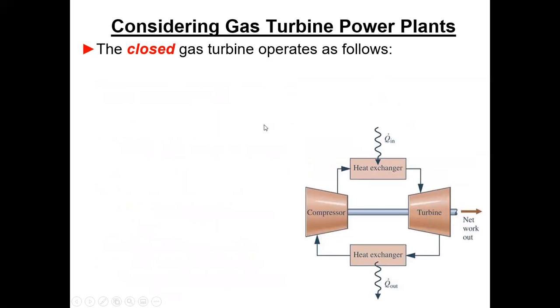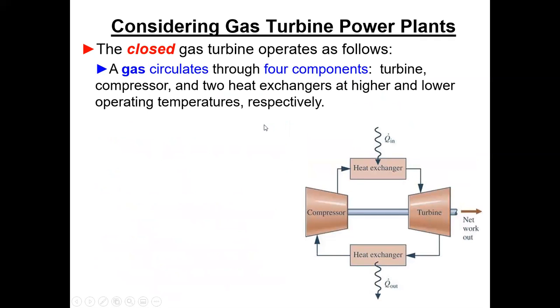Here's the closed gas turbine cycle, which operates as follows. Gas circulates through four components. It's the same air, typically, is what we would assume: turbine, compressor, and two heat exchangers at higher and lower operating temperatures respectively. So basically we've got the same air. It just keeps going around in a circle through all four of those components.